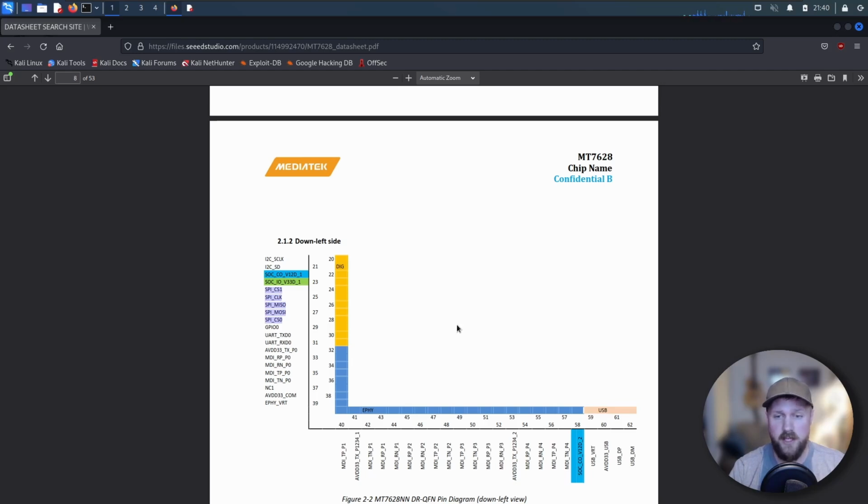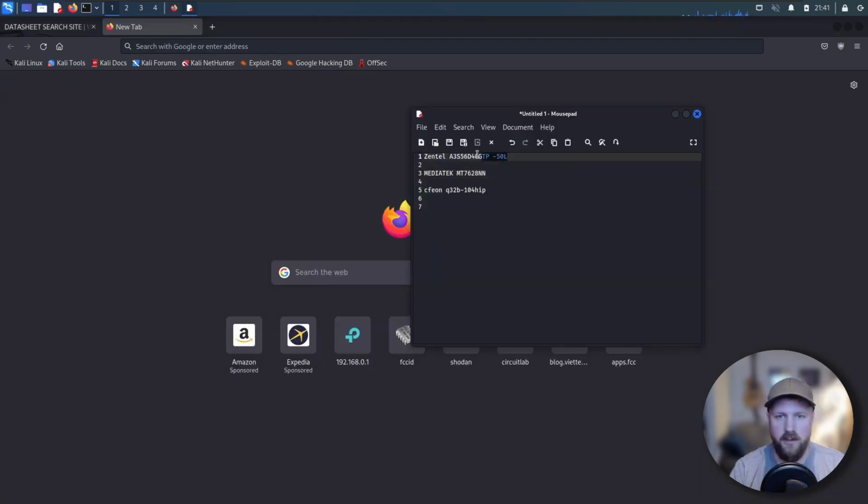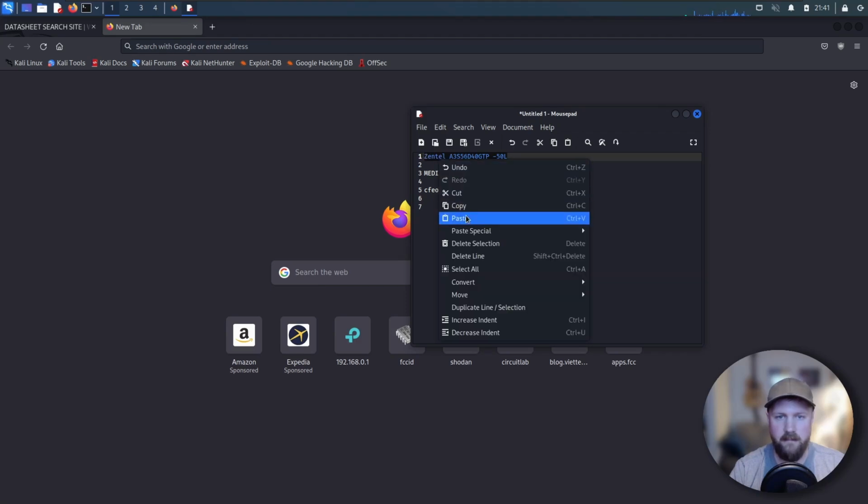There's a bunch more interesting information on this datasheet if you want to read through it, but for what we need to get started, this will give us enough information. So let's move on to the next one. We'll take a look at the RAM.